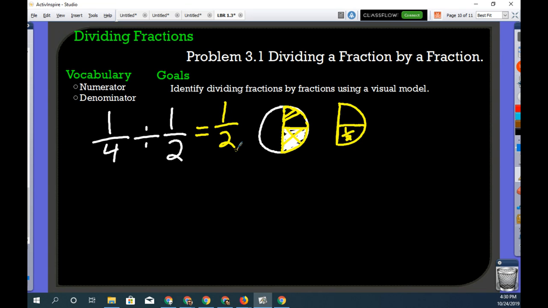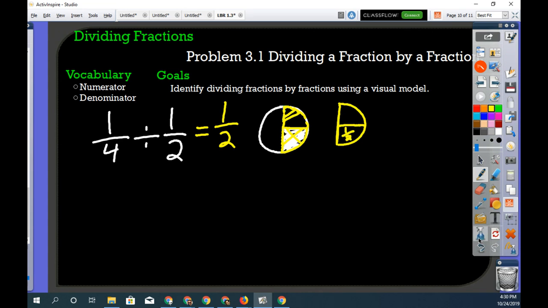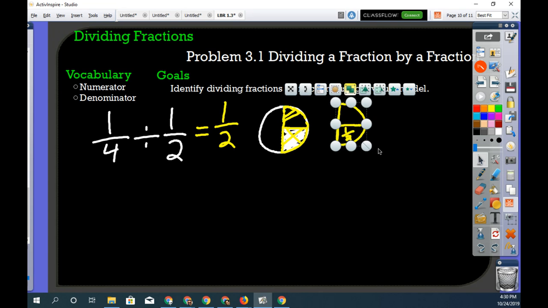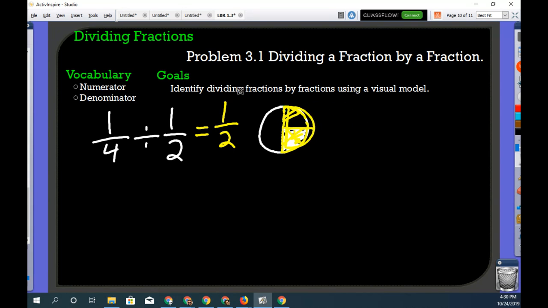Let's see if we use our algorithm and we come up with the answer 1/2. Hopefully we can see here that only half of my half is going to fit into that quarter. I can't fit all of my half into it. I can only fit half of it.